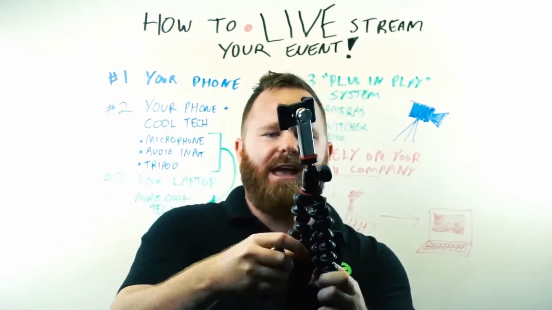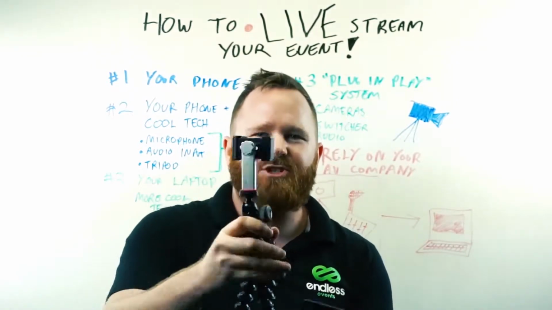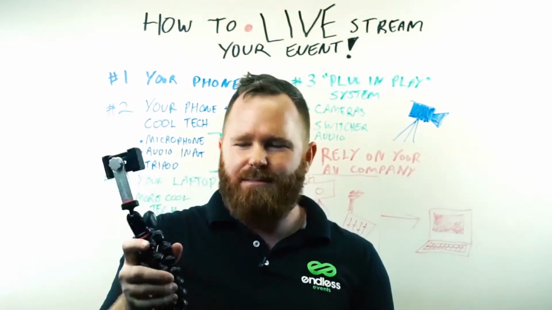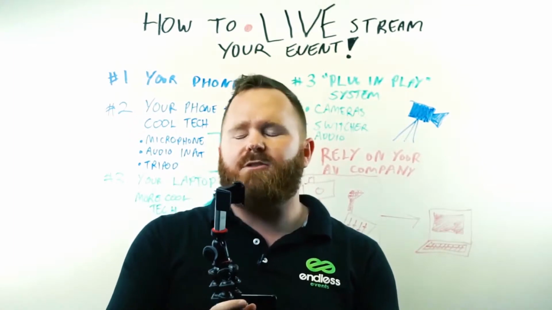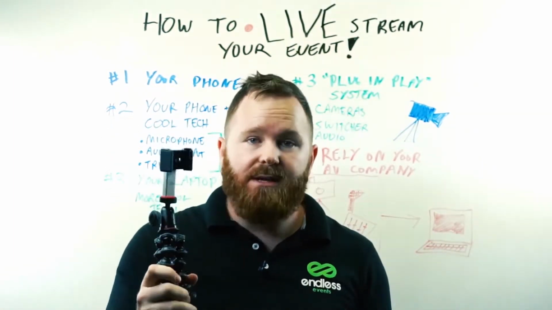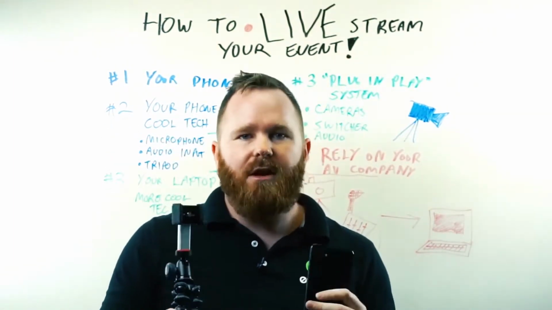It allows you to bend the legs. It can grip onto things. You can attach it to a chair, an arm, a backpack, whatever you want to do. Really, really cool. It's a really, really cheap way, again about 40 bucks, for you to have a quick and easy tripod when shooting video.